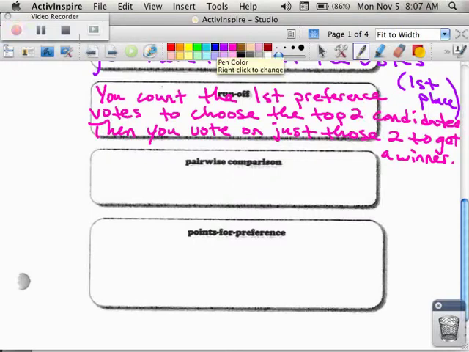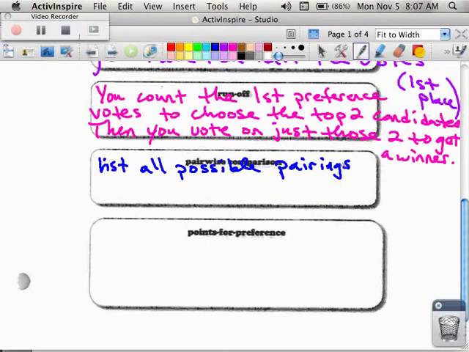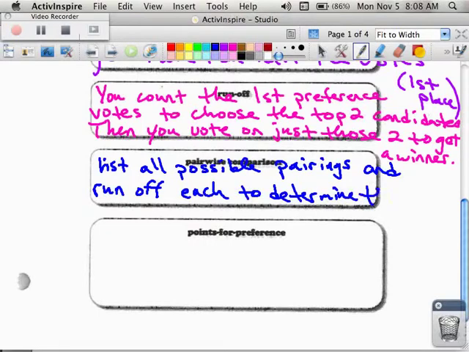A pairwise comparison. This is where you list all possible pairings and run off each to determine the winner.